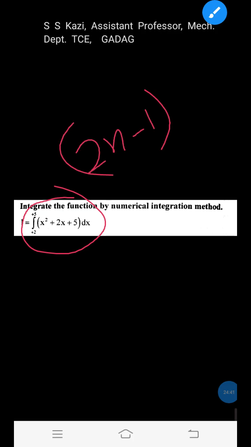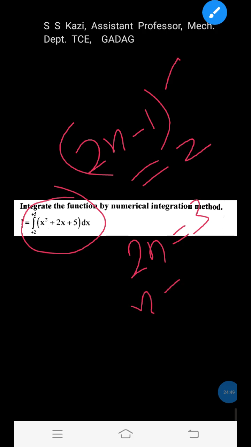Now, my dear students, you evaluate this given integral using 2-point method, because we know that the order of the polynomial is 2, it is equated to 2n minus 1, and 2n is equal to 3. N is the number of sampling points, that is 1.5 we will get, which is approximately equal to 2. Using 2-point method, you can evaluate this given integral.